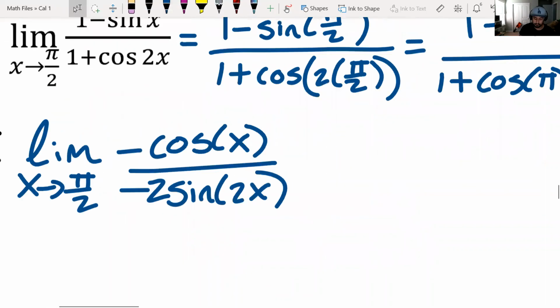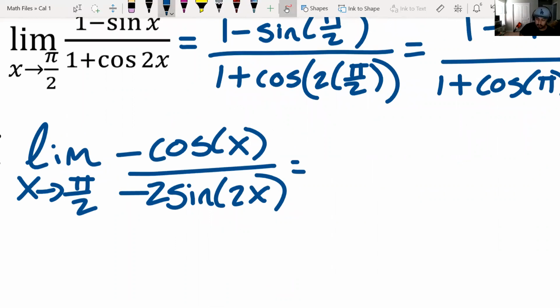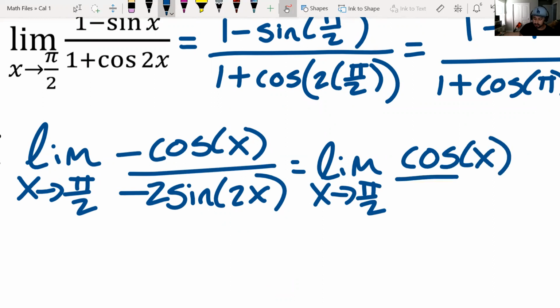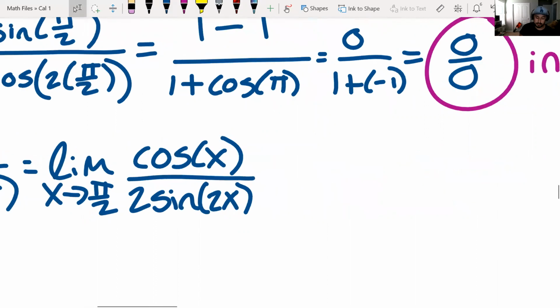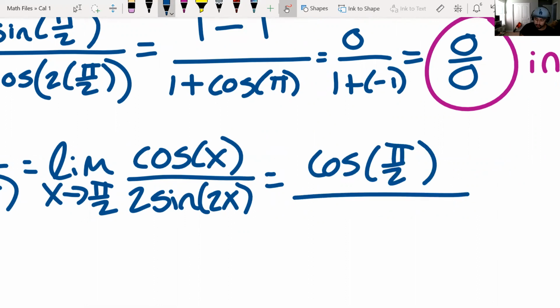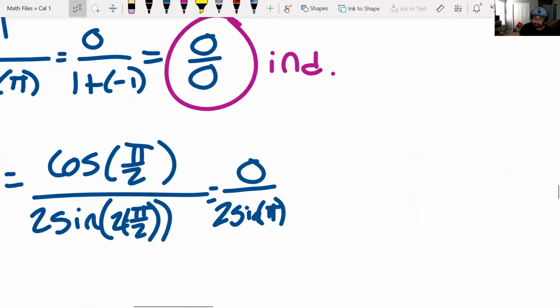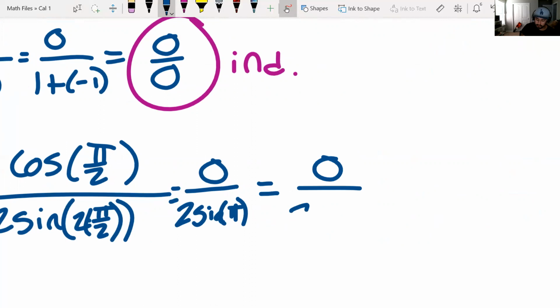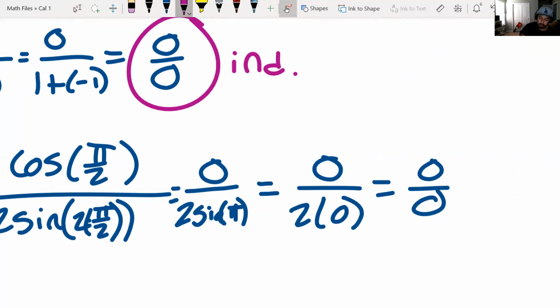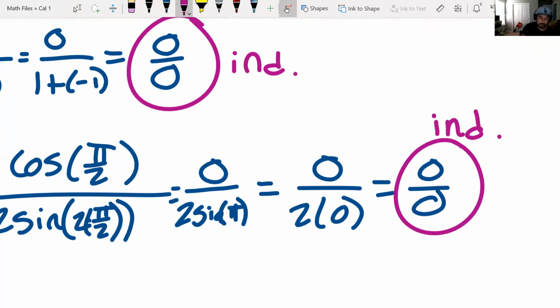Keep going. Clean up. We have the limit as x approaches pi over 2 of cosine x over 2 sine 2x. Plug in pi over 2. Cosine at pi over 2 over 2 sine times 2 times pi over 2 gives me 0 over 2 times the sine of pi, which is also 0. So 0 over 2 times 0 gives me 0 over 0, which again is indeterminate.